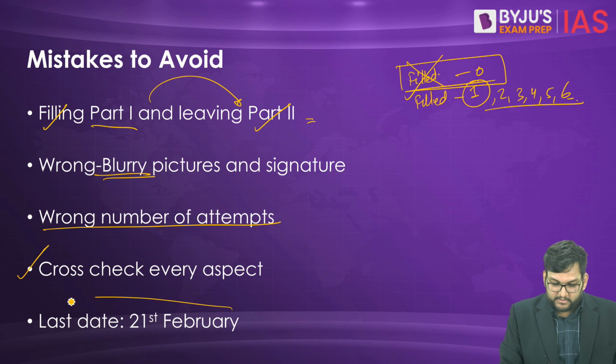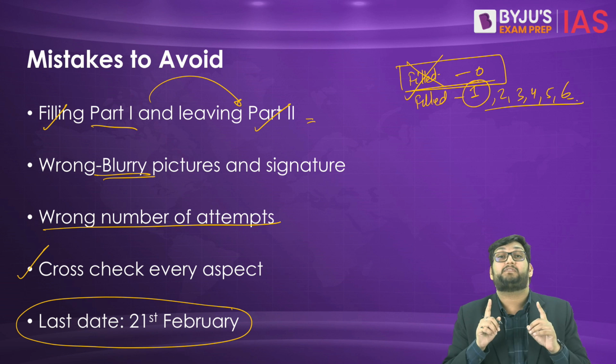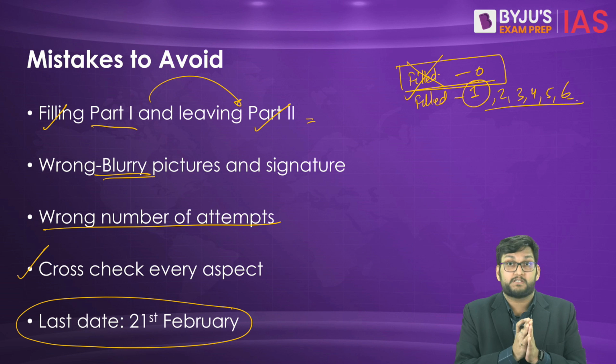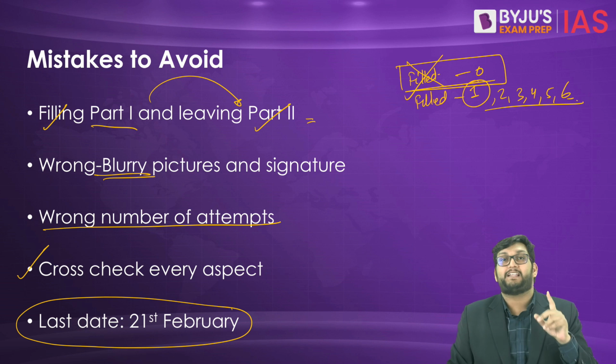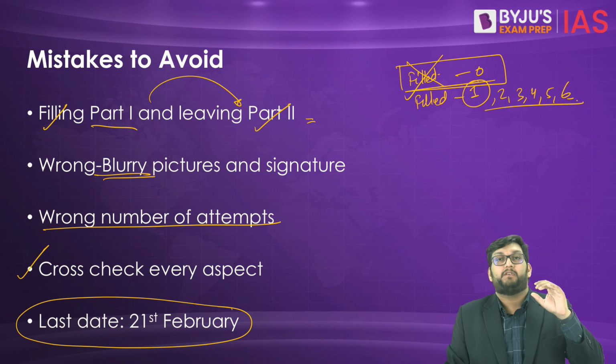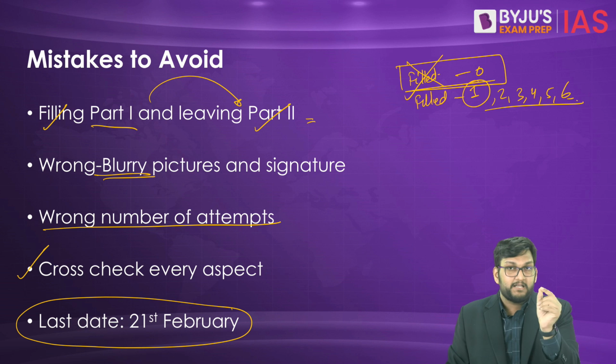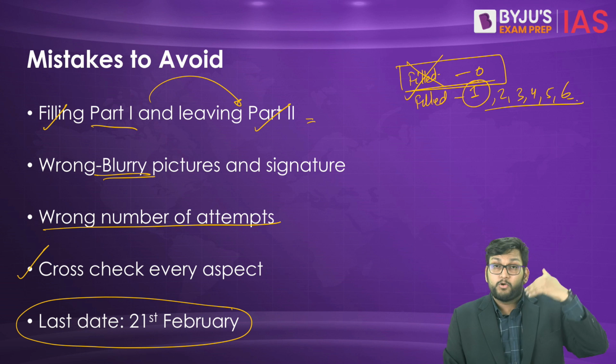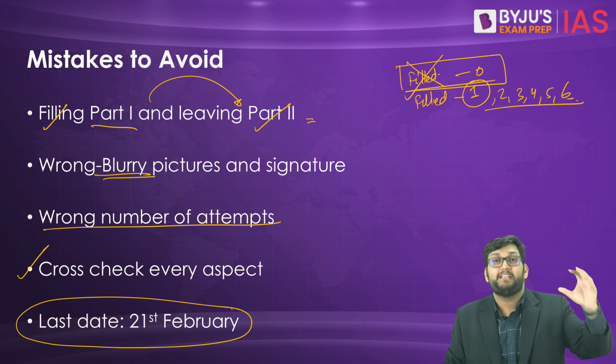And last but not the least, 21st February, 6 p.m. it closes. Don't be too late in filling up the form. And the most important aspect is if your city is obscure. Smaller cities have fewer centers, so the cities fill up very quickly. It will start to show red in that city. If you're going to give this examination by traveling to a city, fill it up.